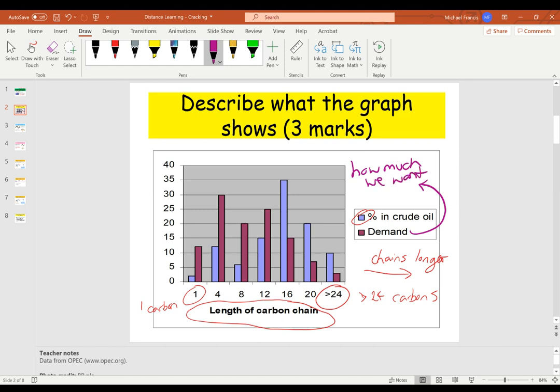So your first task in your Google Doc is to write down 5 facts about this graph. These can be simple statements: 5 things that you notice, 5 bits of information that you can get from this graph. Pause the video now and do those 5 points.